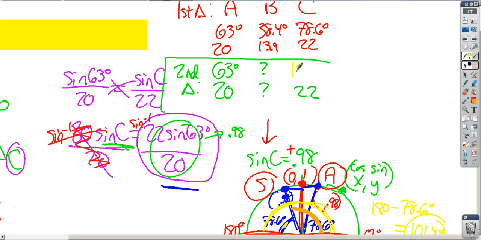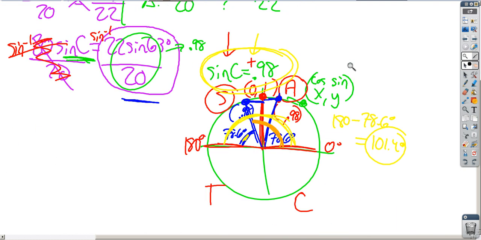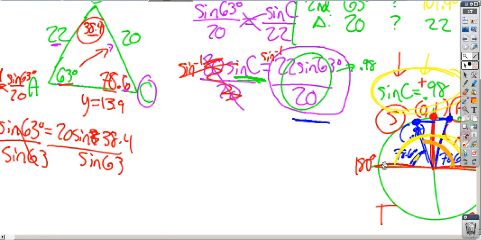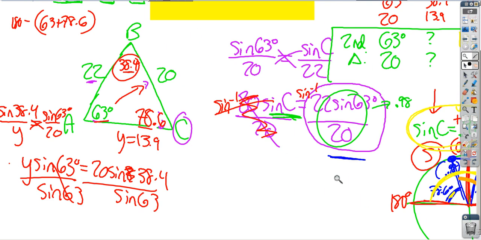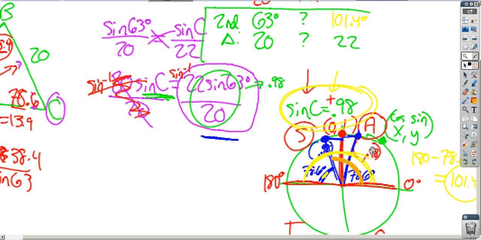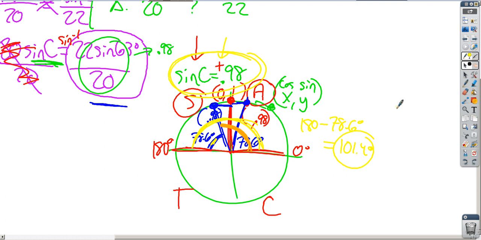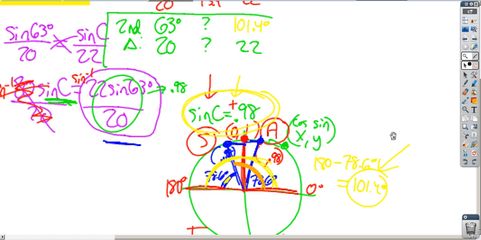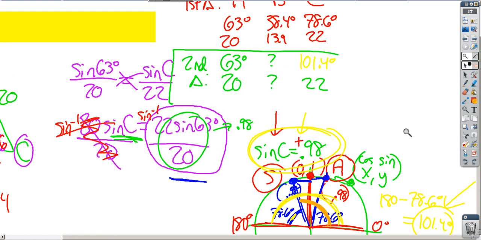Just to recap how we did that, the whole reason there's a second triangle is because this thing happens in two places. It happens in the first quadrant and it happens in the second quadrant. So to get the other possible triangle, if there is one, we took the first thing we solved for, and that's important. We did not do 180 minus 38, we did 180 minus 78, because 78 is the first thing we solved for. We take 180 minus 78, we get this one, and if there's a second triangle, that is going to be our possible angle.